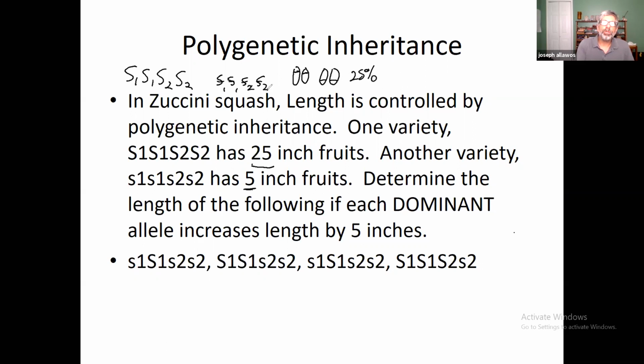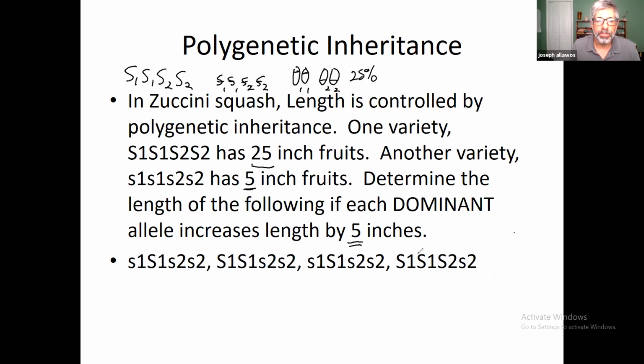The ones and the twos, we're actually using to keep track of homology. So you know these are a pair of chromosomes and these are a different pair. And that's what the ones and twos represent. Okay, so now it says determine the length of the following if each dominant allele increases length by 5 inches. And then I just give you these random genotypes here, and I want to know what the phenotype is. I want to know how long these fruits are.